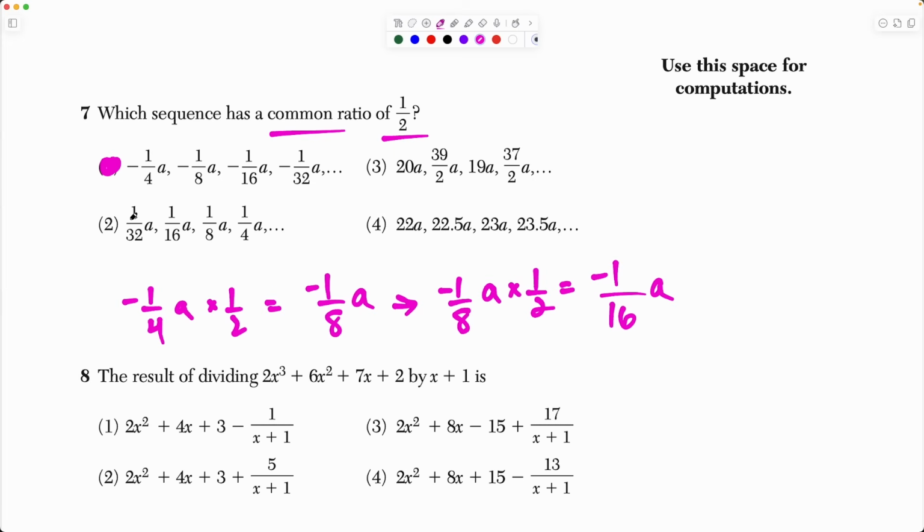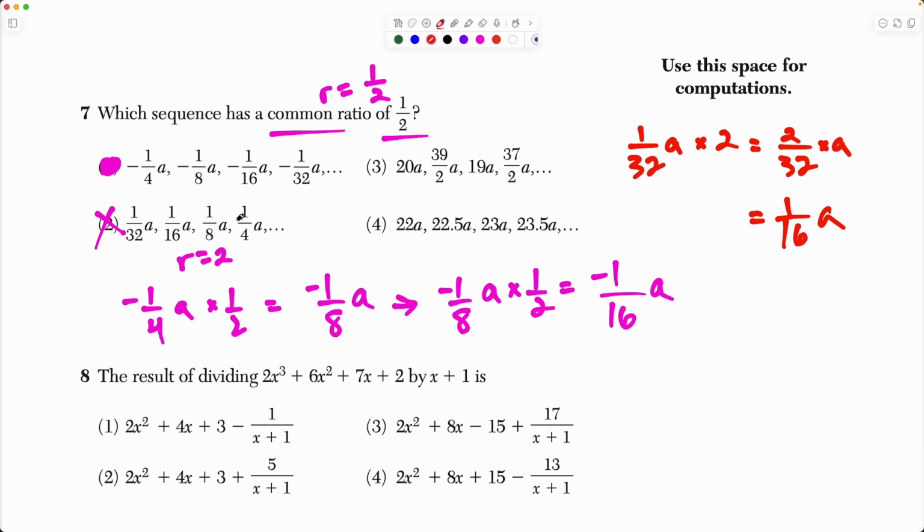The reason why choice 2 is no good, you might be thinking, wait a minute, the denominators are dividing by 2 each time. It's very tempting to go with choice 2, but the reason why this is no good is if the denominators are cutting in half, that means we're multiplying by a common ratio. We usually say r when we're talking about the common ratio, but in choice 2, the common ratio is 2. You could see if I do this work over here, 1 over 32 and then a times 2 would give us 2 over 32 times a, and this would simplify to 1 over 16a. So choice 2 is out because the common ratio is not 1/2.